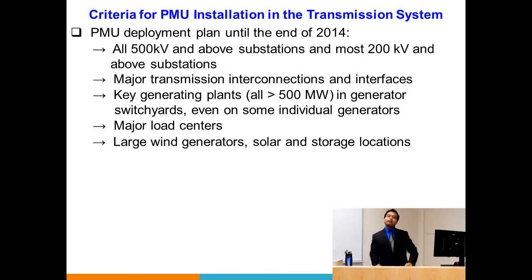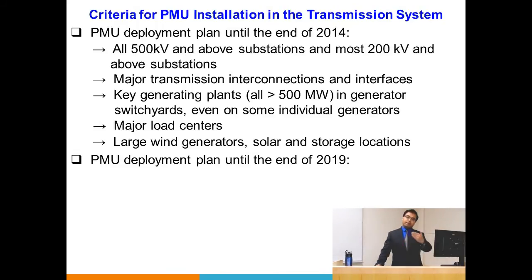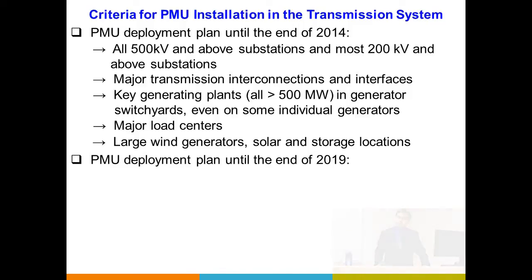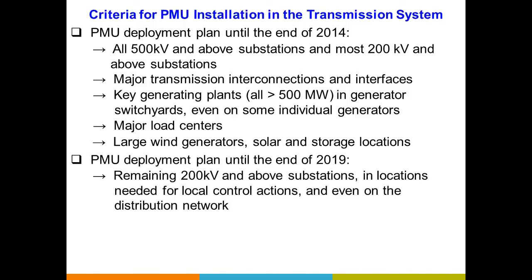Now that was the plan till 2014. There's a plan for 2019 as well, and that is to cover all the 500 kV level substations along with all the 200 kV level substations with the PMUs, and maybe even have some PMUs in the important regions in the distribution network. That is a big step.